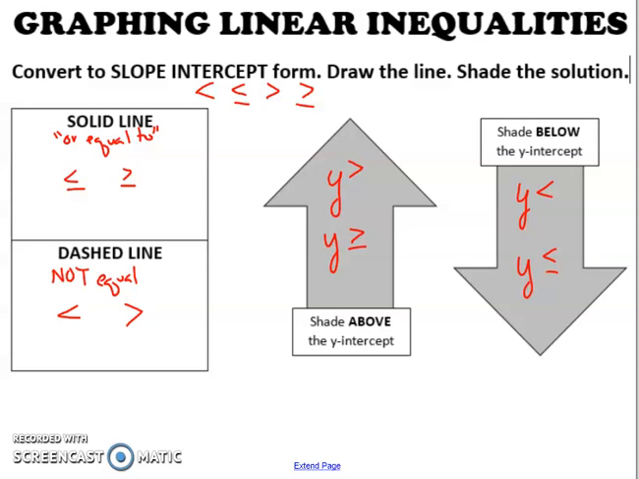Hey, welcome back. We're still looking at graphing linear inequalities. Right now we're going to look at standard form. So just a quick reminder on our symbols. Watch the symbols. It's or equal to, solid line; not equal, it's just less than or greater than. And then paying attention to, do I shade above the y-intercept or below the y-intercept? Okay, all those things still apply.